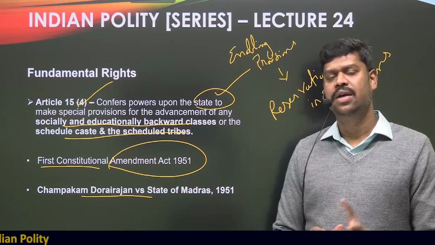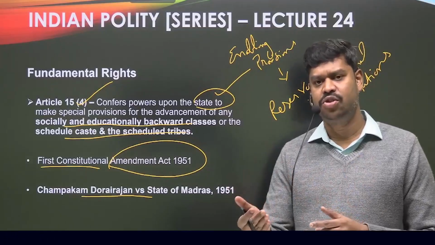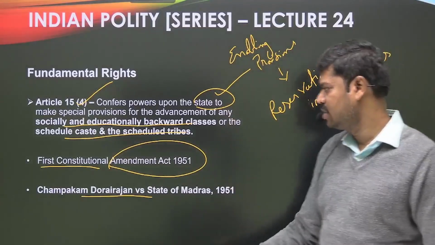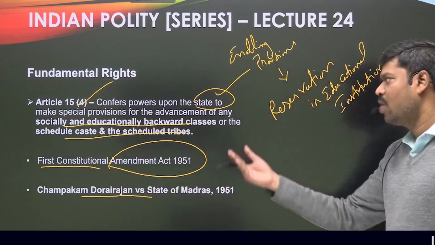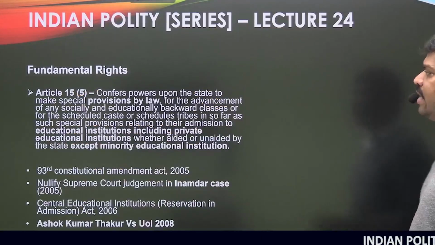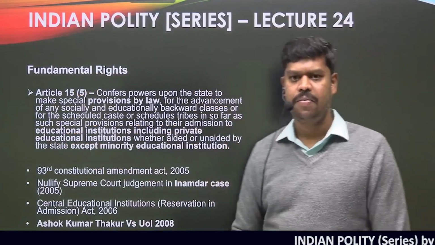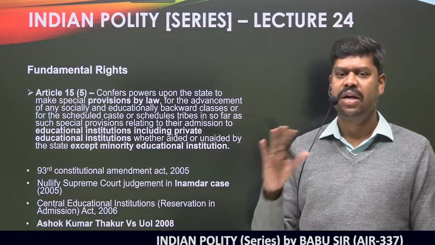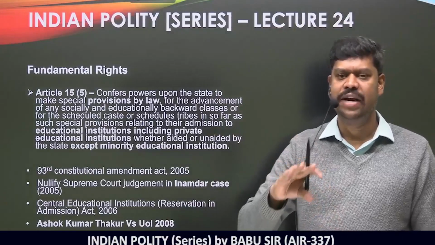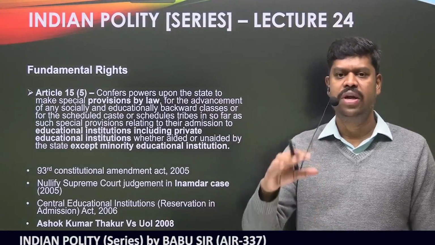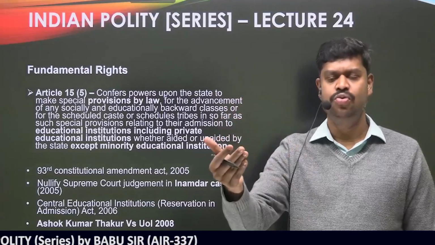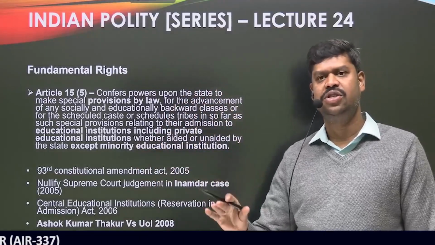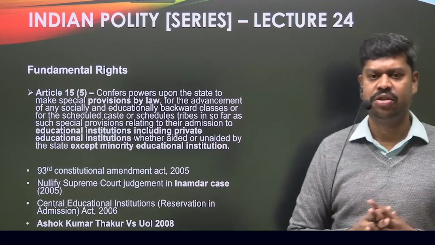So now the Constitution was further amended. It did not stop here. One more article was also inserted into Article 15, and that is nothing but Article 15 Clause 5. Many students might wonder what was the need for this Article 15 Clause 5, because Article 15 Clause 4 already allowed the state to come out with an enabling provision. And through that enabling provision, they were able to give reservation to the socially and educationally backward classes and the scheduled caste and the scheduled tribe in the educational institutions.